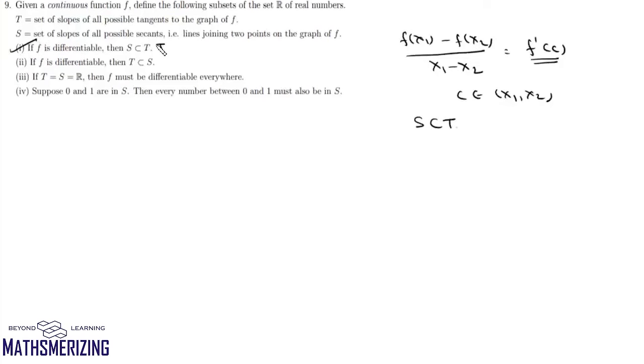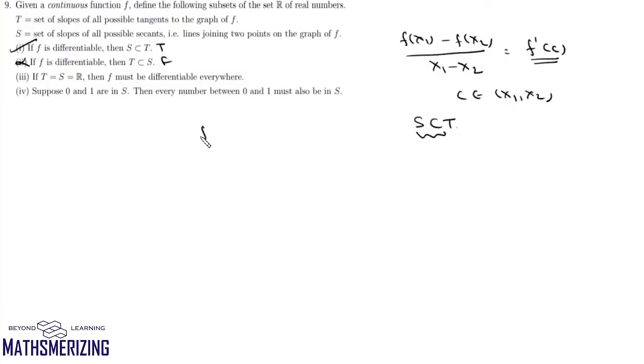So it is true. Now second is, if f is differentiable, then T is a subset of S. Now S must be a subset of T, but then T may not be a subset of S. So this second statement, it may not necessarily be true. So this second statement is false. We can take up an example also.